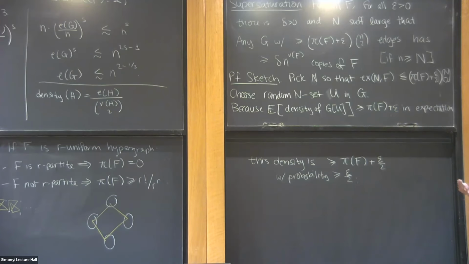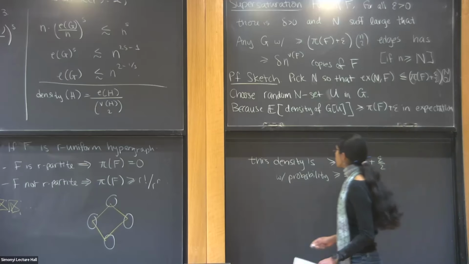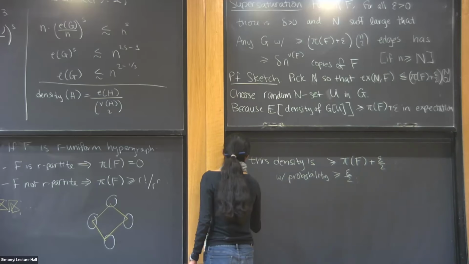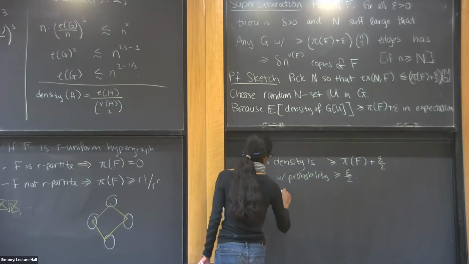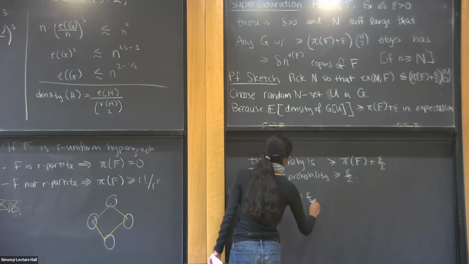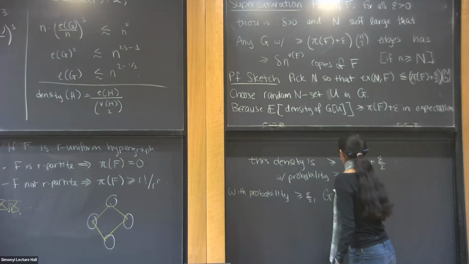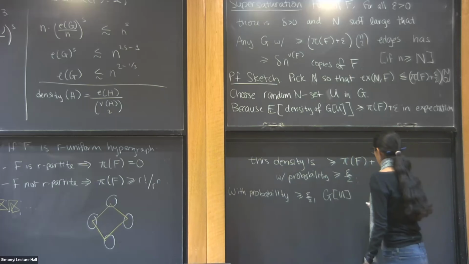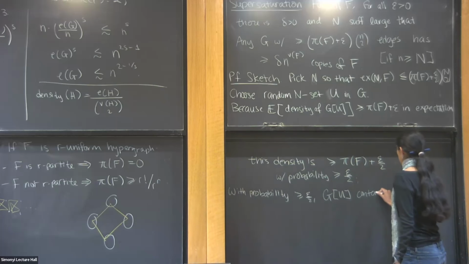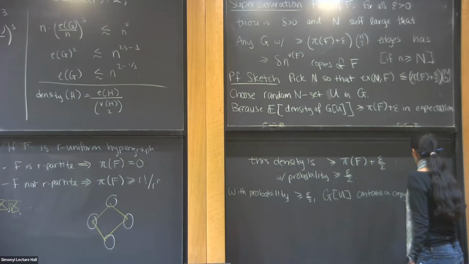And that means that this random N-set has density at least this slightly smaller quantity with some constant probability. And this means that with probability at least epsilon over 2, this random set contains a copy of F.